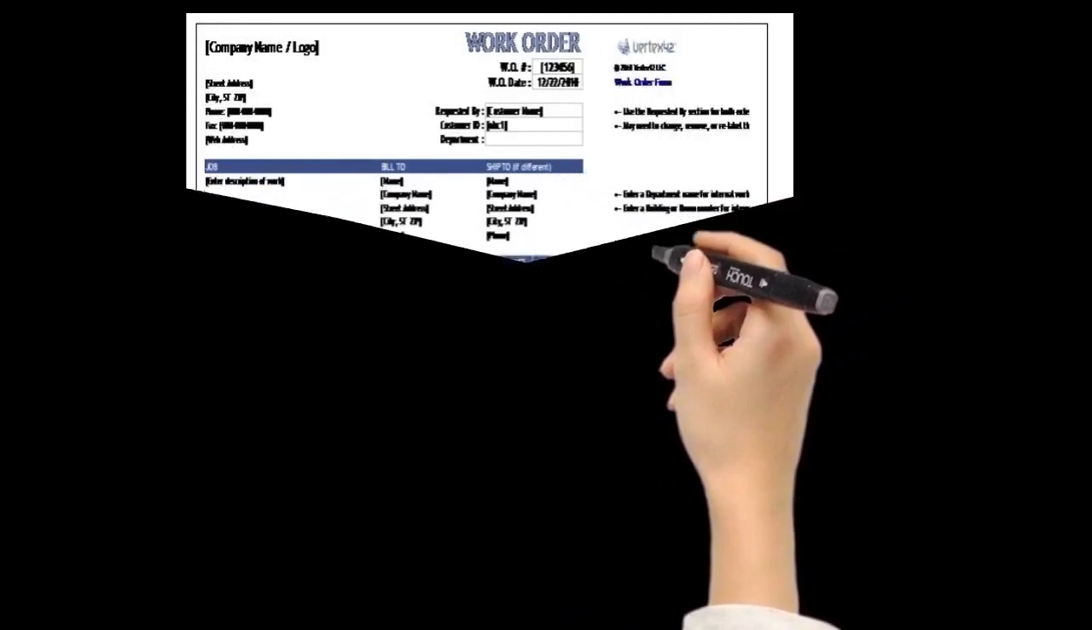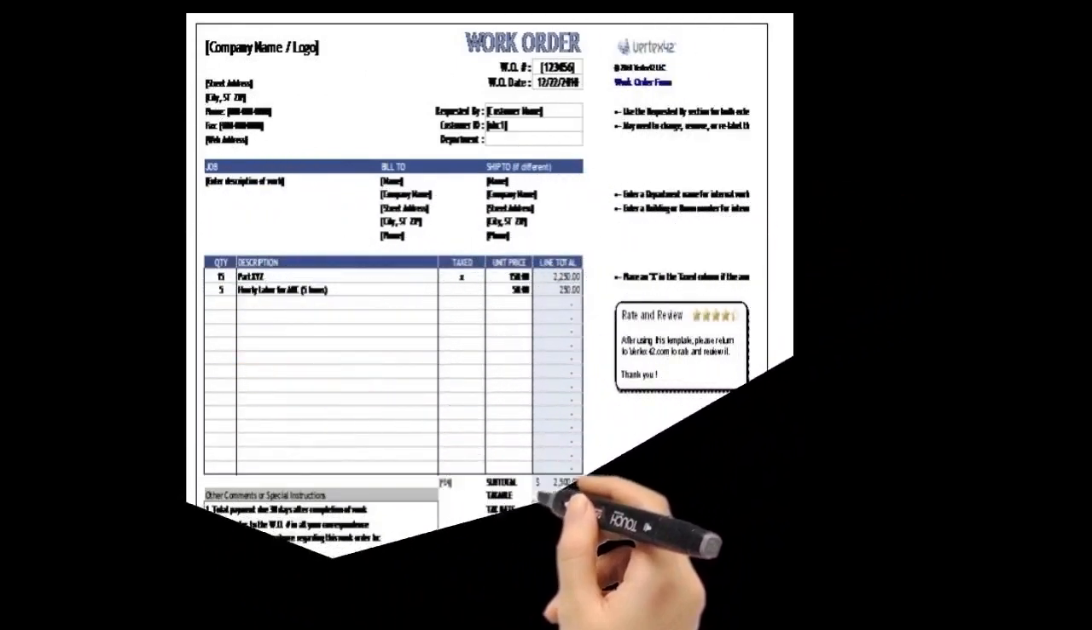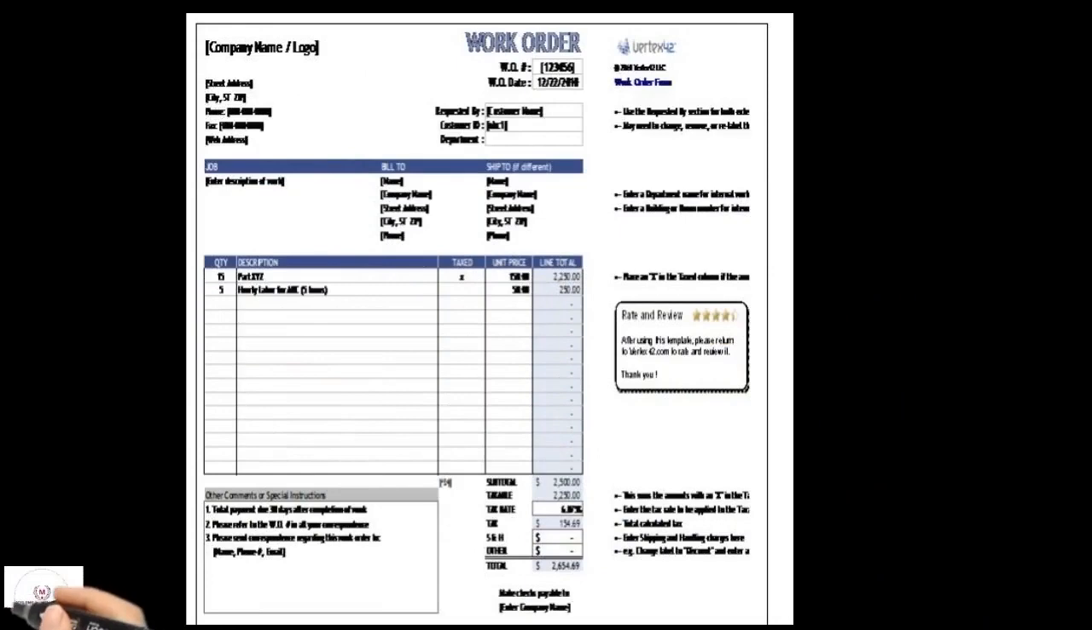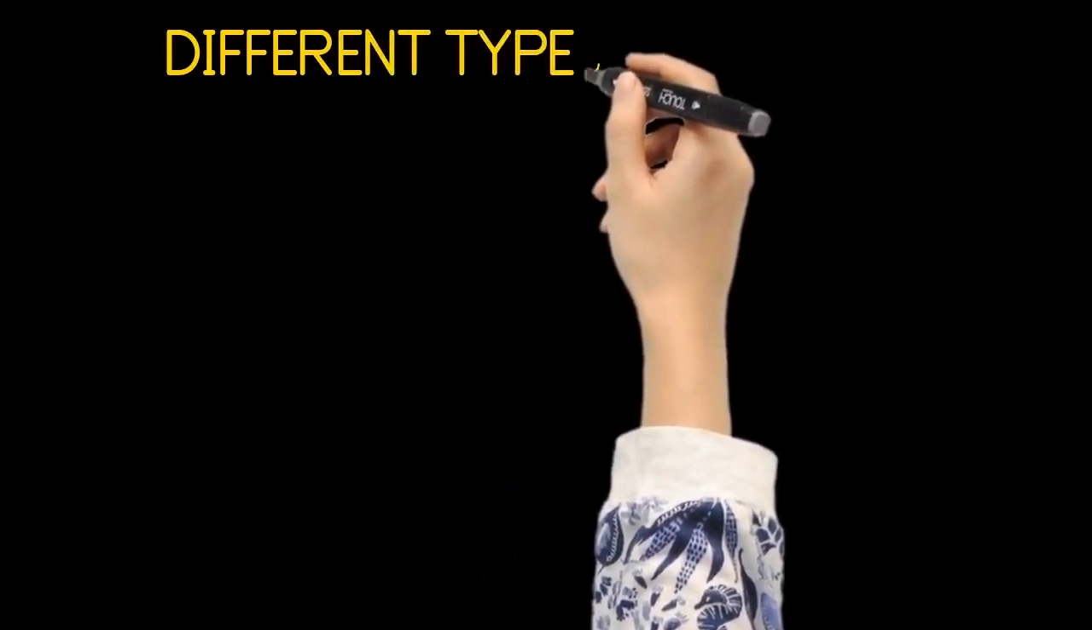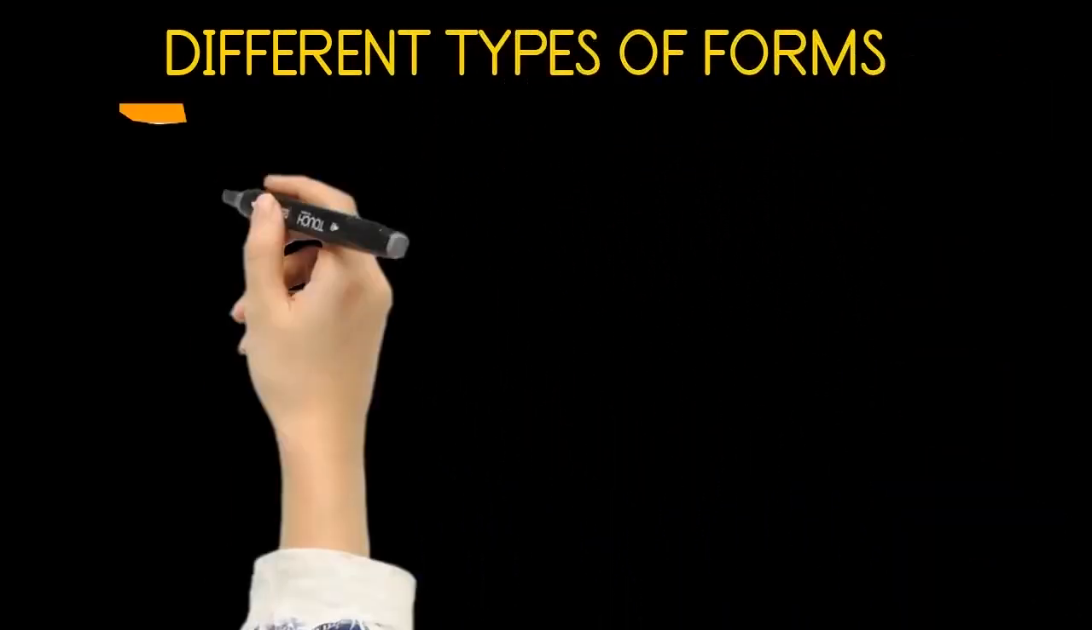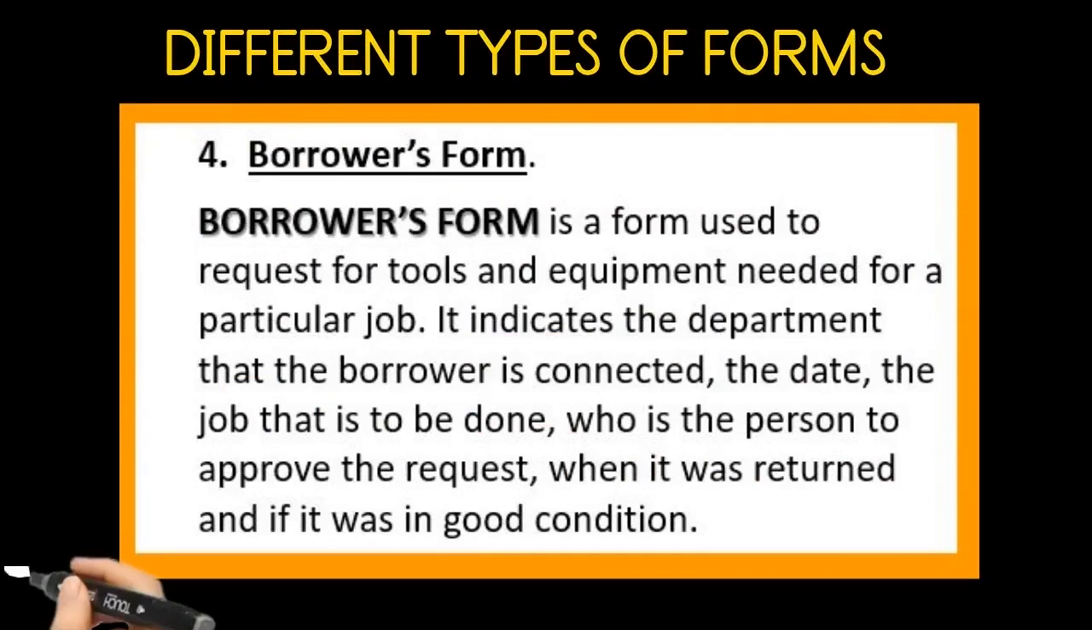Here is an example of Work Order Form, or Job Order Form. And finally, the Borrower's Form. The Borrower's Form is a form used to request tools and equipment needed for a particular job.